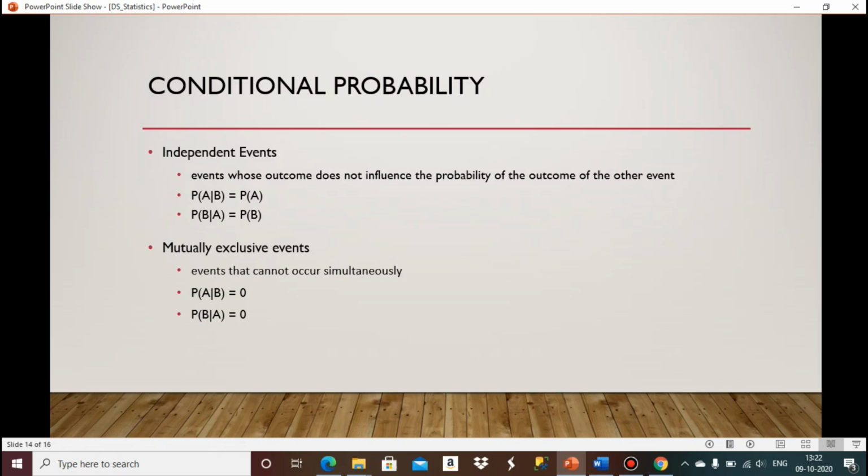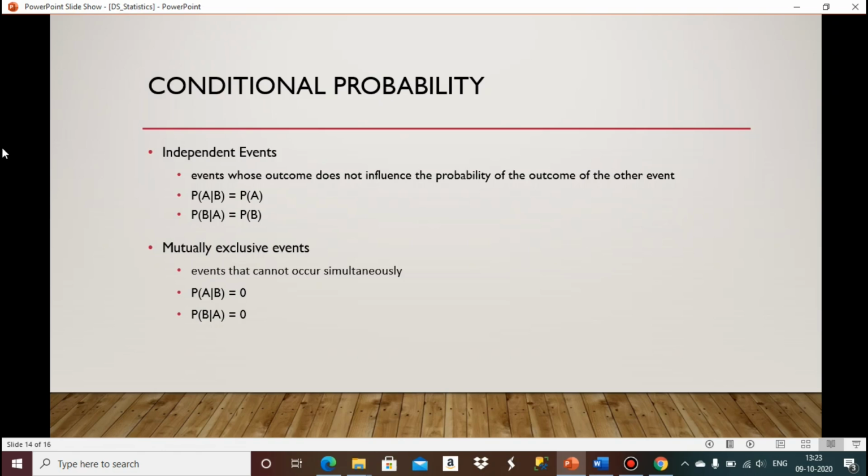Now, when discussing conditional probability, there are two important terms that we should know. The first one is the independent event. When events whose outcome does not influence the probability of the outcome of other events, then we say that the events are independent. If you consider this equation, P(A|B) equals P(A), what does that mean? The probability of A remains the same whether event B occurred or not. So the occurrence of event A does not depend on the occurrence of B.